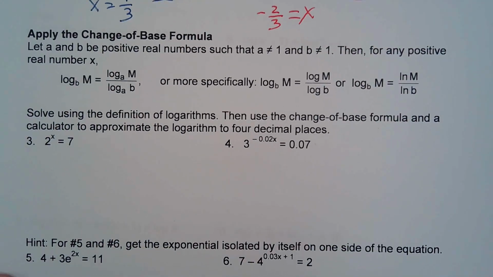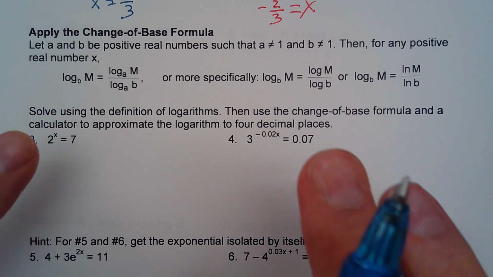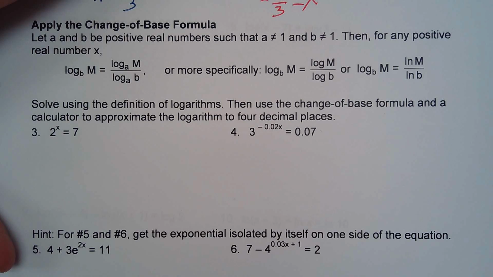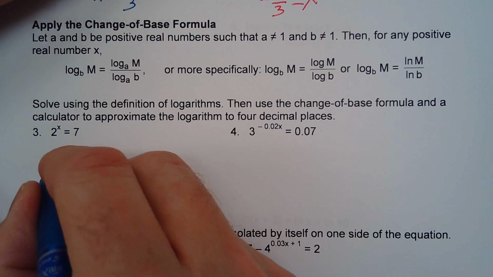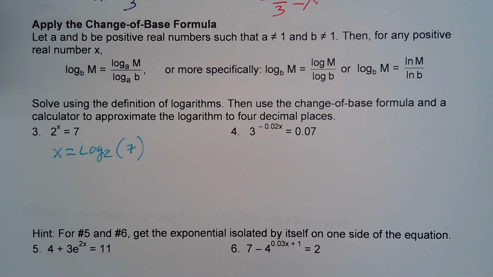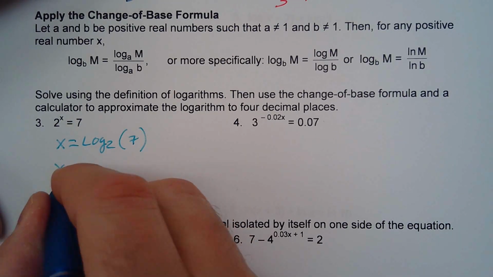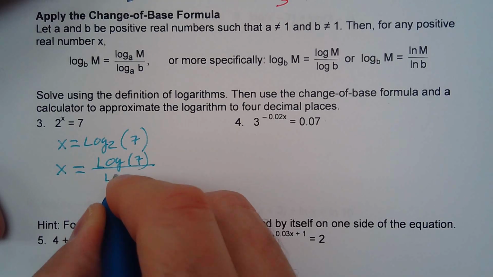And now we want to apply the change of base formula to solve these equations. So here's what we do. If I've got an exponential equation, I need to solve for the exponent. I'm going to need to use the definition of logs, rewrite as a log equation, and then do my change of base. So I'm going to rewrite this as x equals log base 2 of 7, changing it from exponential to log form. Now use your change of base, and I'm going to use the common log: log of 7 over common log of 2.